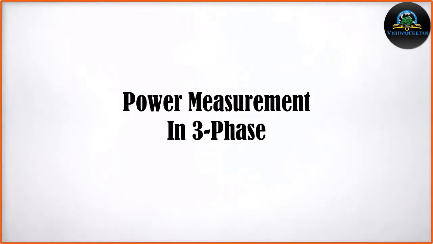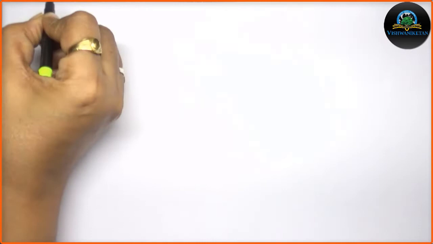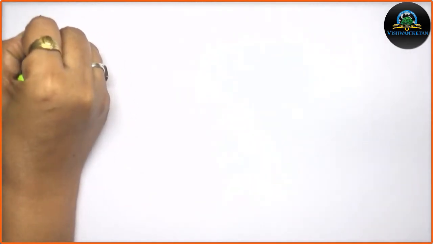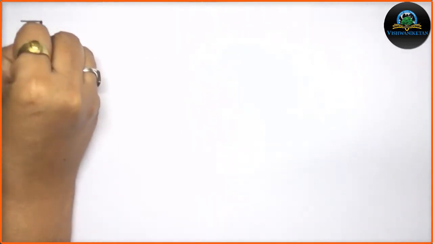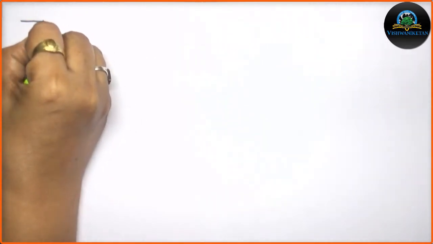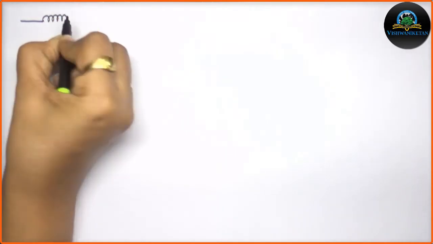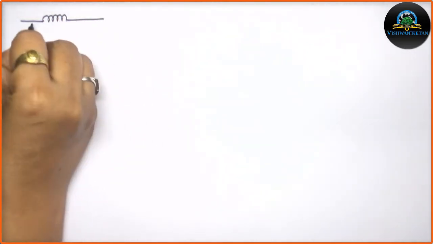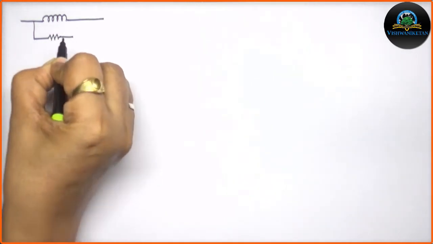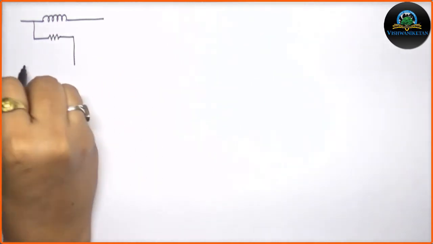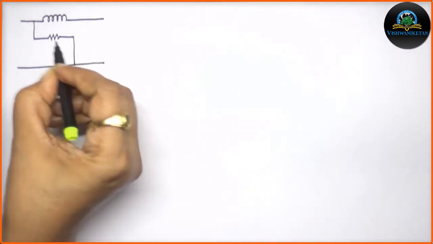In today's video, we are going to see how the power is measured in the three-phase. While measuring the power in the three-phase supply, first of all we require one device which is known as a wattmeter. So first we will see what is the construction of the wattmeter. Wattmeter consists of two coils. Number 1, it is a current coil, and number 2, it is a voltage coil.